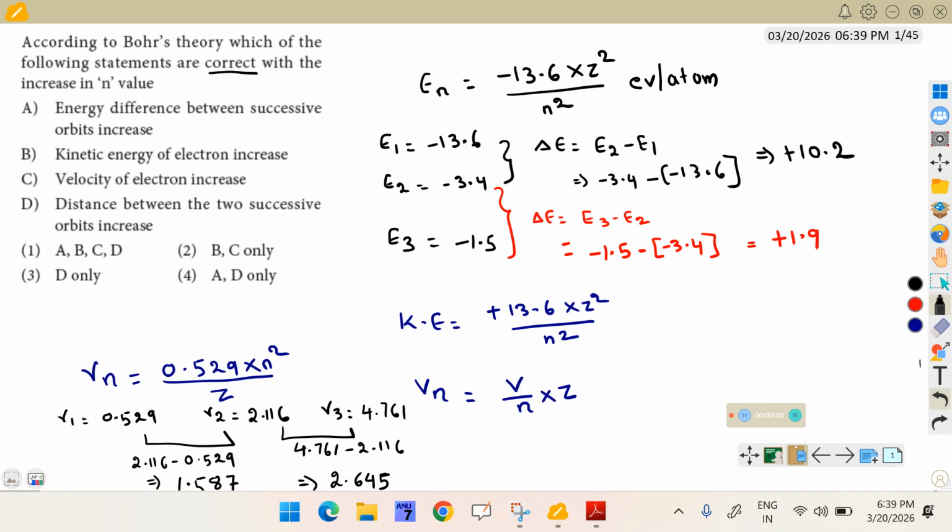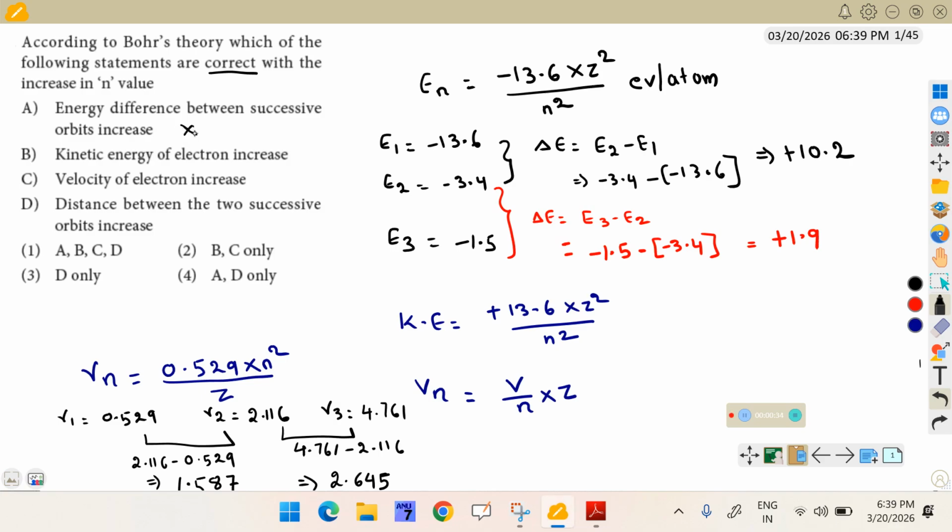Now, can we solve the questions? See the first question. According to Bohr's theory, which of the following statements are correct? The increase in n value: energy difference between successive orbits increases.